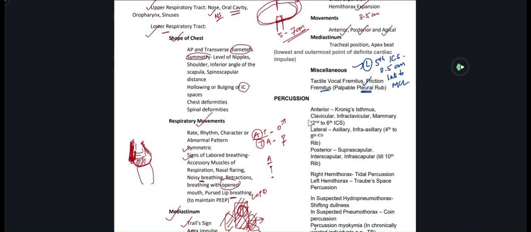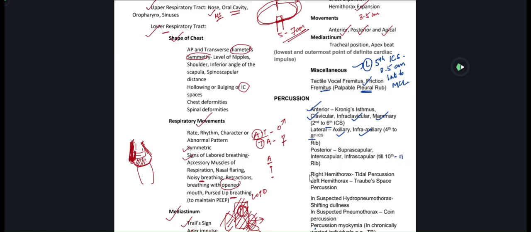And then where exactly have you to percuss? Percussion is done anteriorly at the Kronig's isthmus, which is somewhere above the clavicle. I'll talk about it properly, what it is. Then on the clavicle itself, without placing any finger, directly percuss or tap over the clavicle. Then the infraclavicular area and the mammary area up to the sixth intercostal space, because that is the extent of the anterior lung. Then laterally, as I told you, the axillary area and the infra-axillary area, because you have to go up to the eighth intercostal space. And then posteriorly, the suprascapular, interscapular, and infrascapular areas till the 10th intercostal space or the 11th rib.